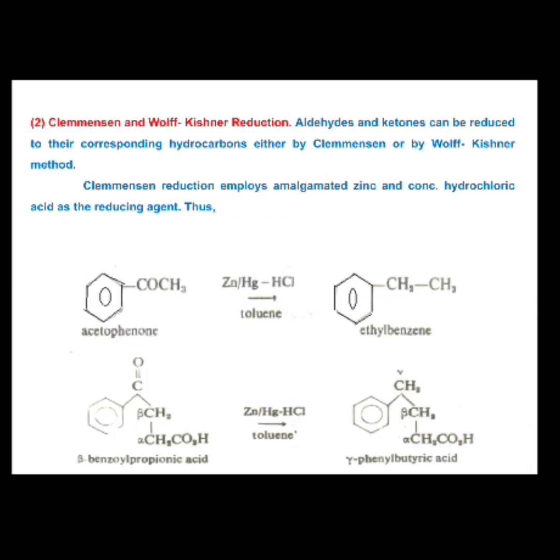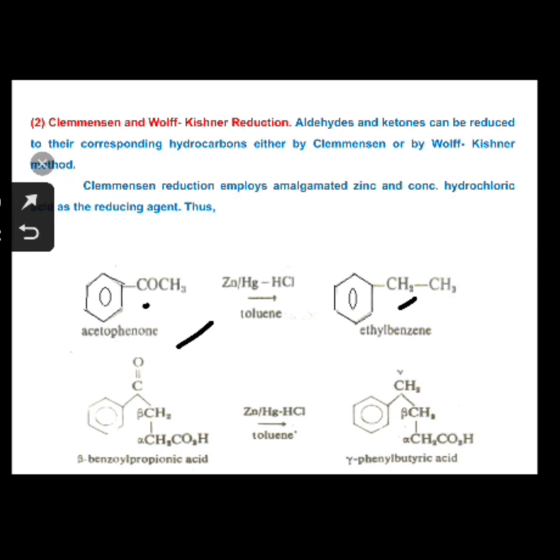And the next example is Clemmensen reduction and Wolff-Kishner reduction. By this method, aldehydes and ketones can be reduced into their corresponding hydrocarbons. For Clemmensen reduction, the reagent used is zinc amalgam and HCl in presence of toluene. Here in the first example, I have given acetophenone. When this acetophenone was reacted with zinc amalgam and HCl in presence of toluene, the C=O group is converted into a methylene group.